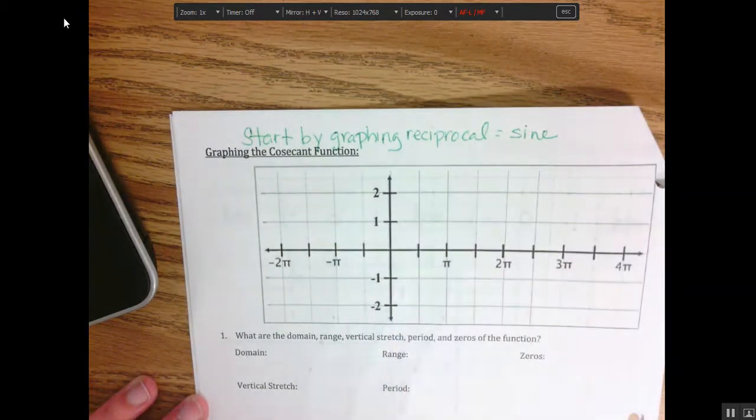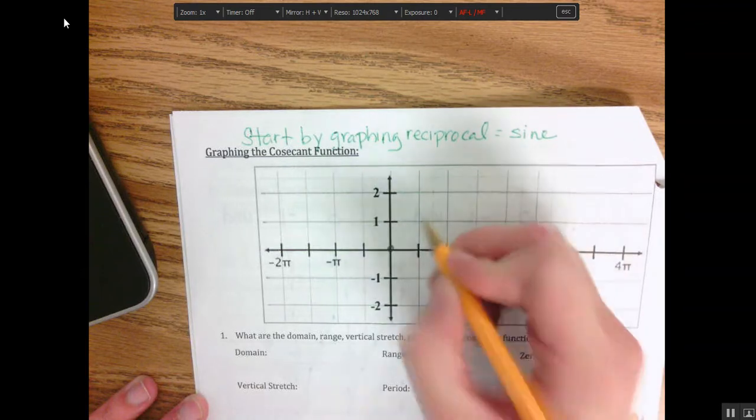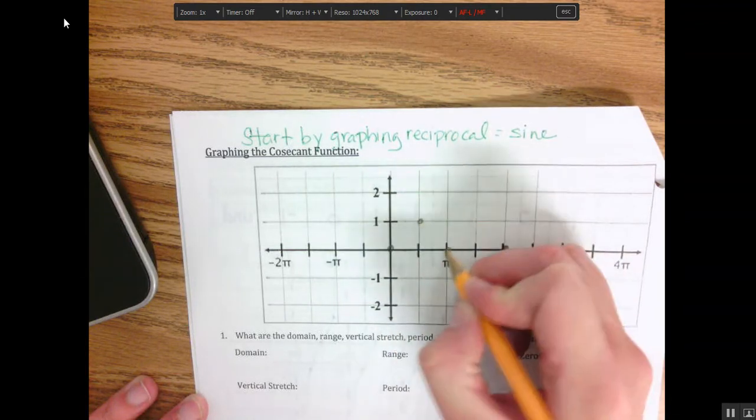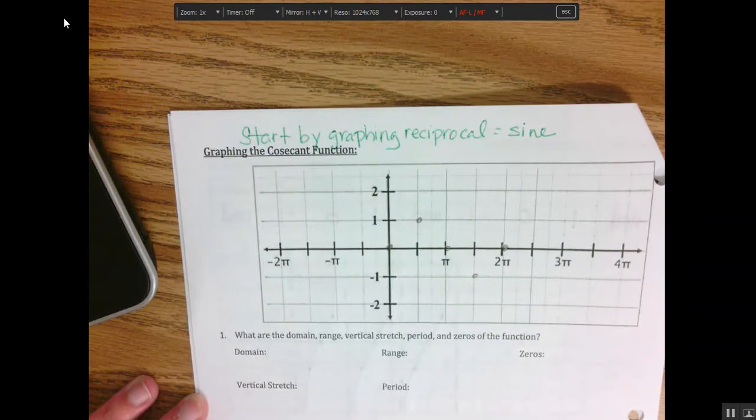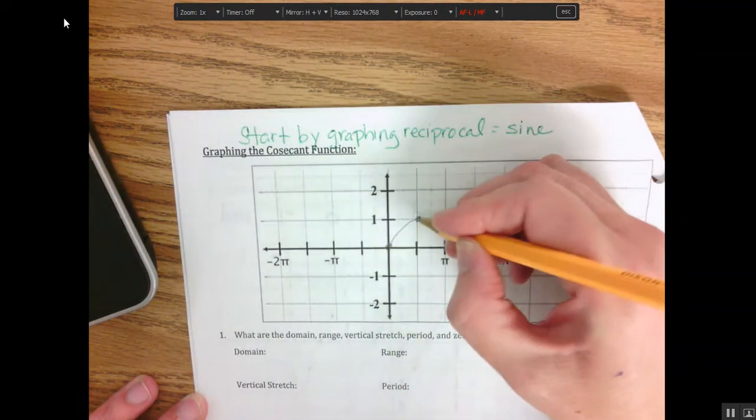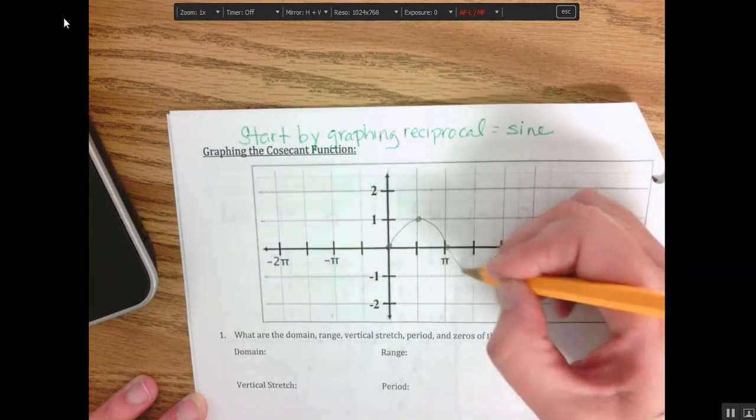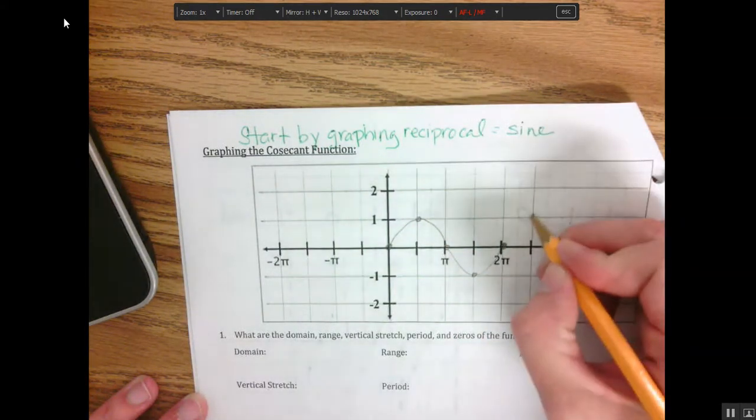So I'm going to start by graphing sine. Sine starts at 0 and ends at 2 pi. And it goes up, middle, down. So middle, up, middle, down, middle. This is my sine. I could do another period of it as well.